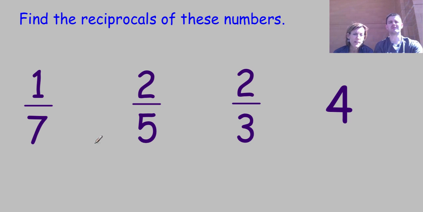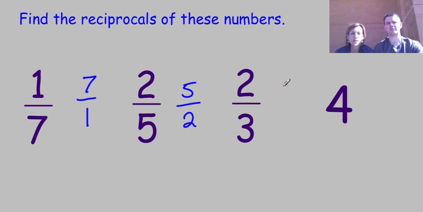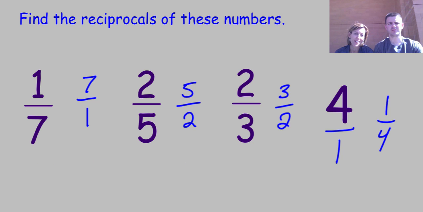Alright, so 1/7, the reciprocal would therefore be 7, or 7 over 1. 2/5, the reciprocal is going to be 5 over 2. The reciprocal of 2 thirds is 3 halves. And don't forget to put that invisible 1 underneath your whole number and make it 4 over 1, because when you flip that, it becomes 1/4. Did you get them right, or did you get stuck on that last one? No, it was a tricky one.